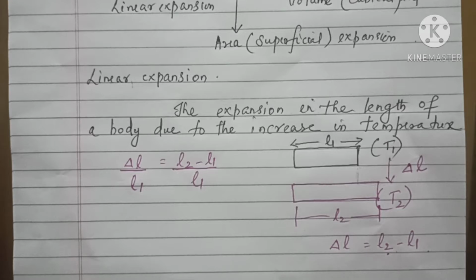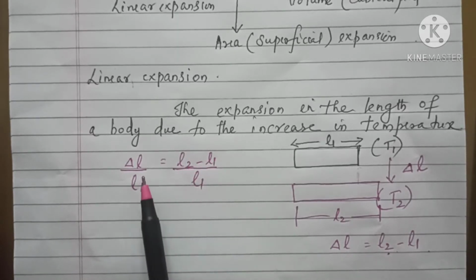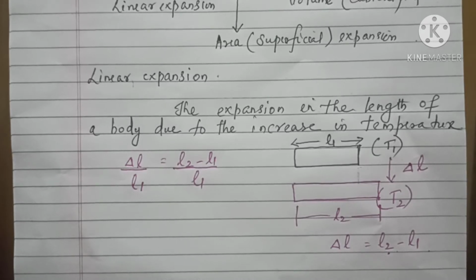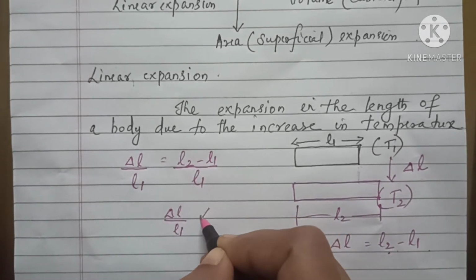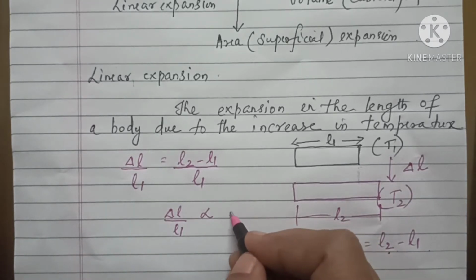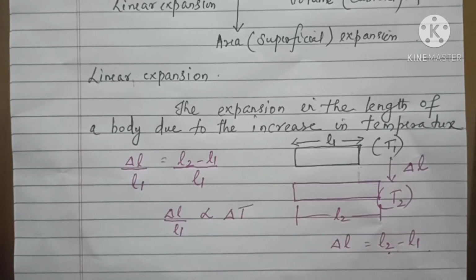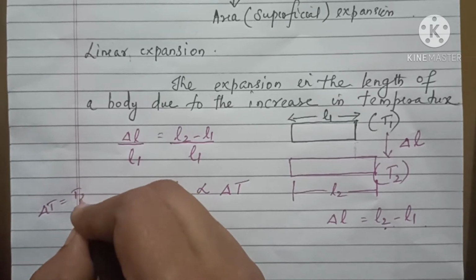Understood? And you know, this particular change in the length, or the fractional change in the length, is always proportional to what? The increase in the temperature, that is the change in the temperature. That means you can write this delta L by L1 is proportional to the temperature change, that is delta T. Clear? Delta T means T2 minus T1.